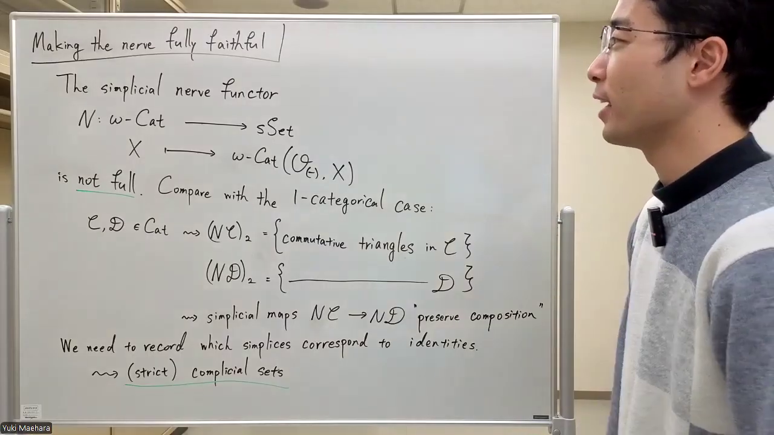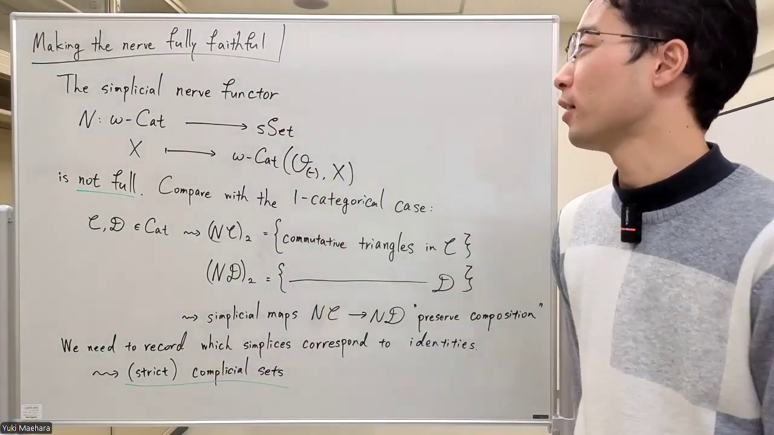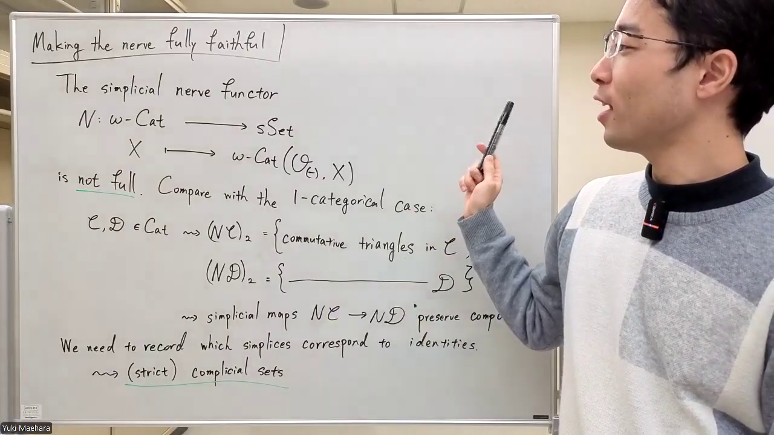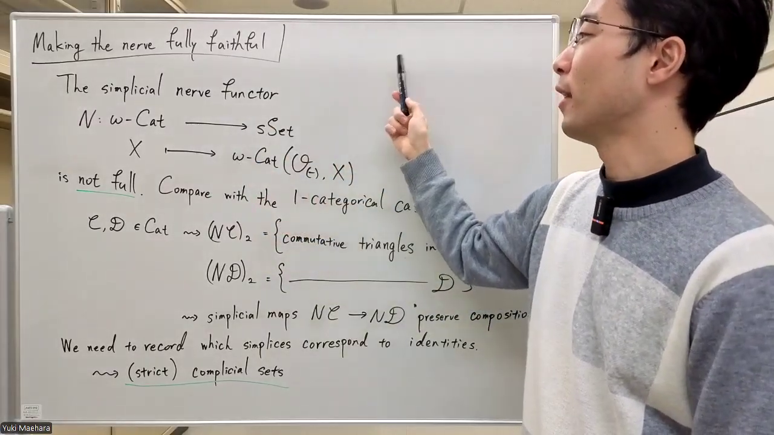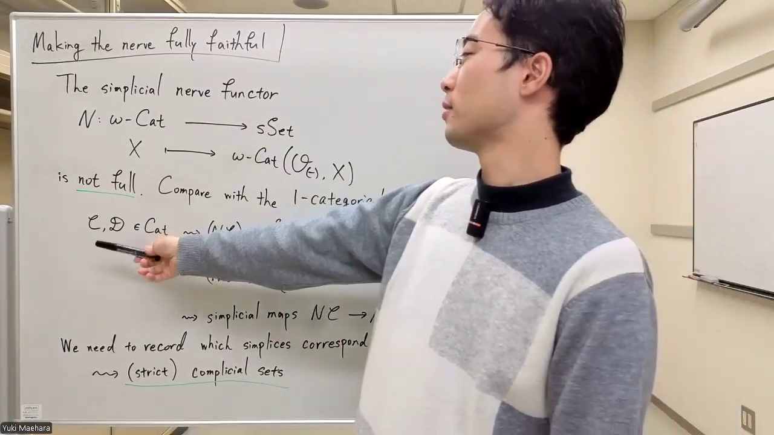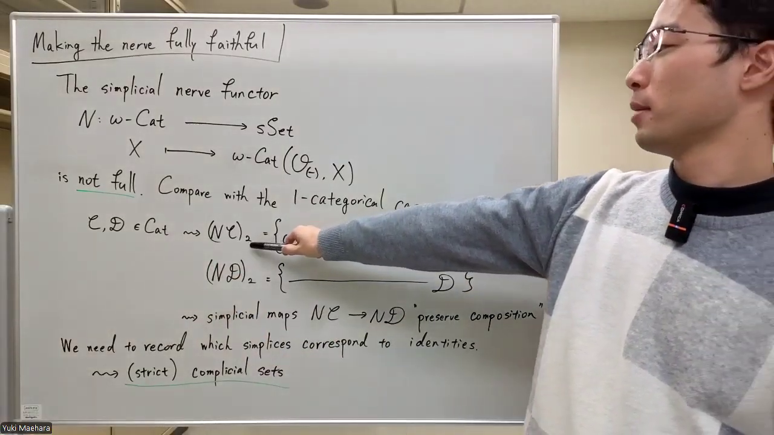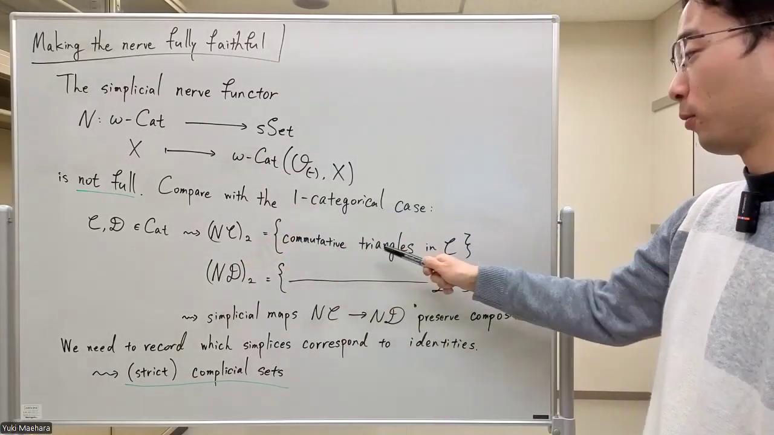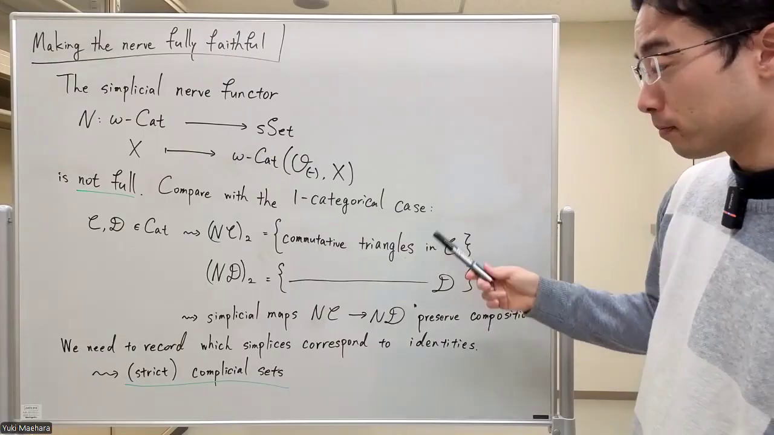I guess it is well known that in the case of Cat, so just for ordinary categories, the analogous nerve functor is fully faithful. Now, what's happening in that case that makes that nerve functor fully faithful, that fails in omega Cat? Well, if you take a pair of categories C and D and take their nerves, the 2-simplices in the nerve of C are precisely the commutative triangles in C. And the same can be said about D as well.